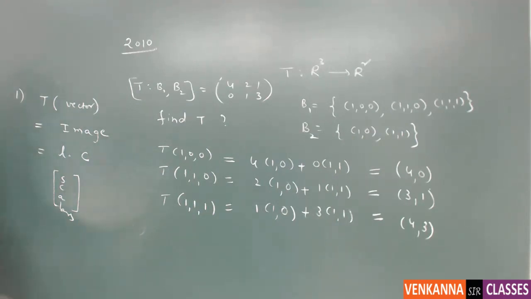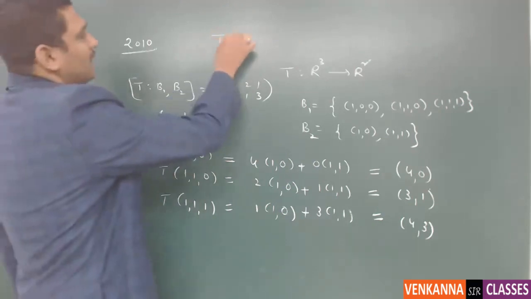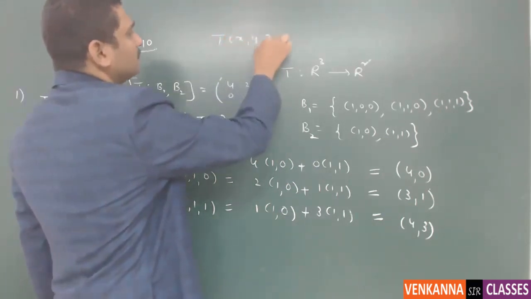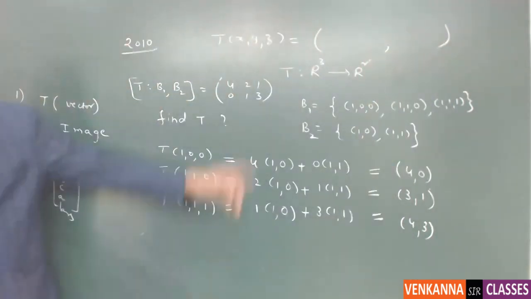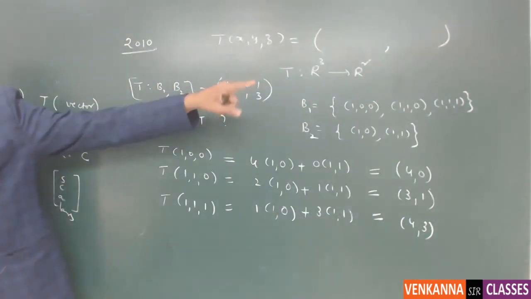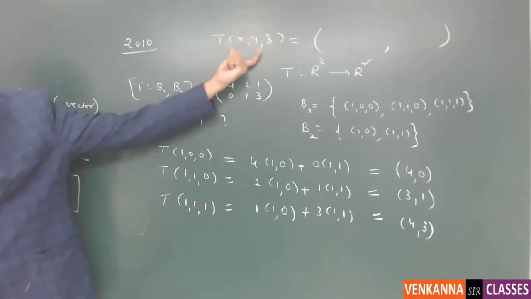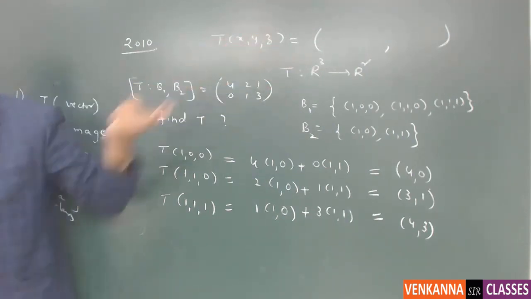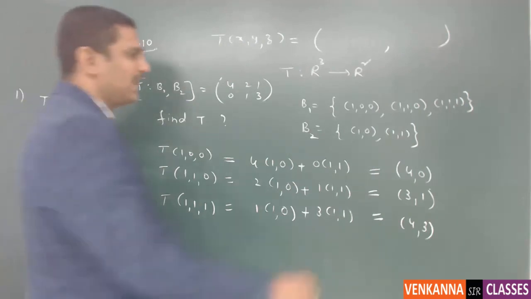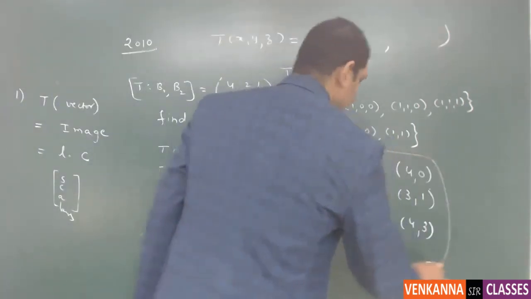Now my intention is I want to find a condition of T. Since T is from R cube to R square, if I give a 3D input, I should get a 2D output. How am I doing this? I am making use of these images.